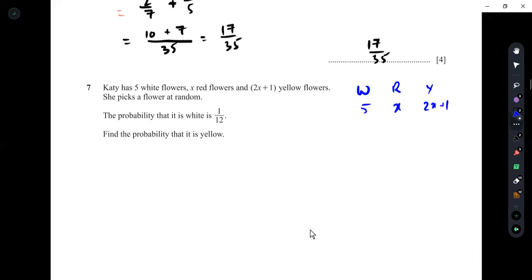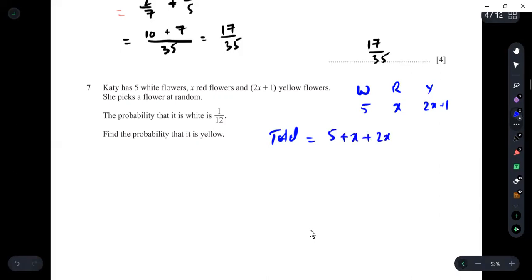She picks a flower at random. The probability that it is white is 1/12. So we know that when we are writing the probabilities, we should know the total number of flowers she has to pick from. So the total number of flowers is the sum of all these, that is 5 plus x plus 2x plus 1. So like terms are x and 2x. So 2x plus x is 3x, 5 plus 1 is 6. So the total number of flowers is 3x plus 6.